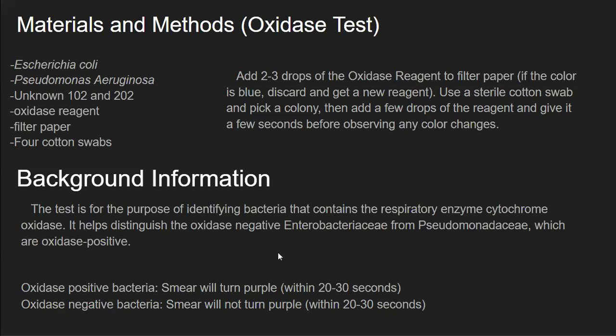Background information. The test is for the purpose of identifying bacteria that contain the respiratory enzyme cytochrome oxidase. It helps distinguish the oxidase negative Enterobacteriaceae from Pseudomonas, which are oxidase positive. For an oxidase positive bacteria, the smear will turn purple within 20 to 30 seconds, and for an oxidase negative bacteria, the smear will not turn purple within 20 to 30 seconds.